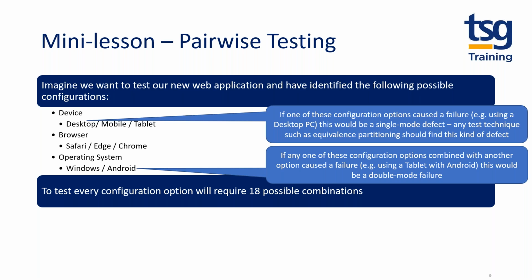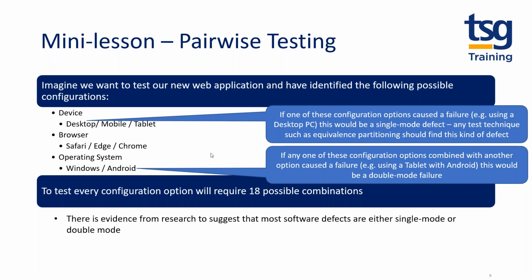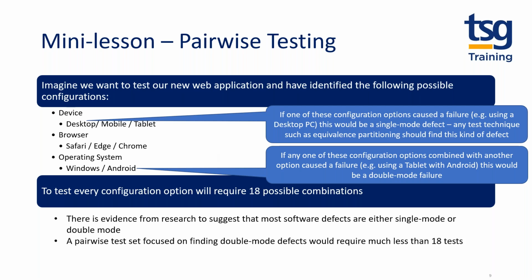And when people have looked through causal analysis at the nature of defects on systems, there's a reasonably strong argument from evidence that most of the software defects you get are down to either single mode failures or these double mode failures. It's one element interacting with another element that causes the problem. So pairwise testing is a technique that exploits this rationale. Rather than trying to test every possible permutation, we focus on a set of tests that will try to find the double mode defects. That means not doing every possible permutation, but covering every pairing of parameters. That wouldn't need 18 tests, it would need far fewer. So the pairwise technique is a method of combining elements to try to cover all the pair combinations.